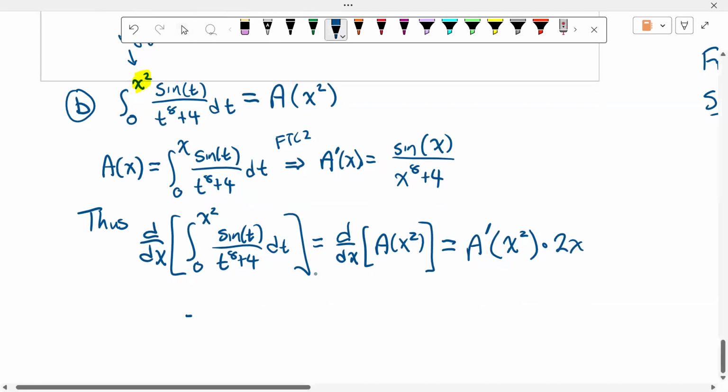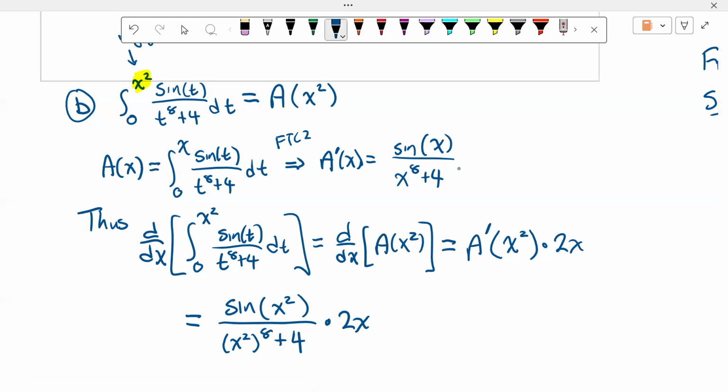I can just take this expression here, and everywhere I see an x, I replace it with this x squared. And so I'll get sine x squared over x squared to the 8 plus 4 times 2x. And that would be my answer for part B.